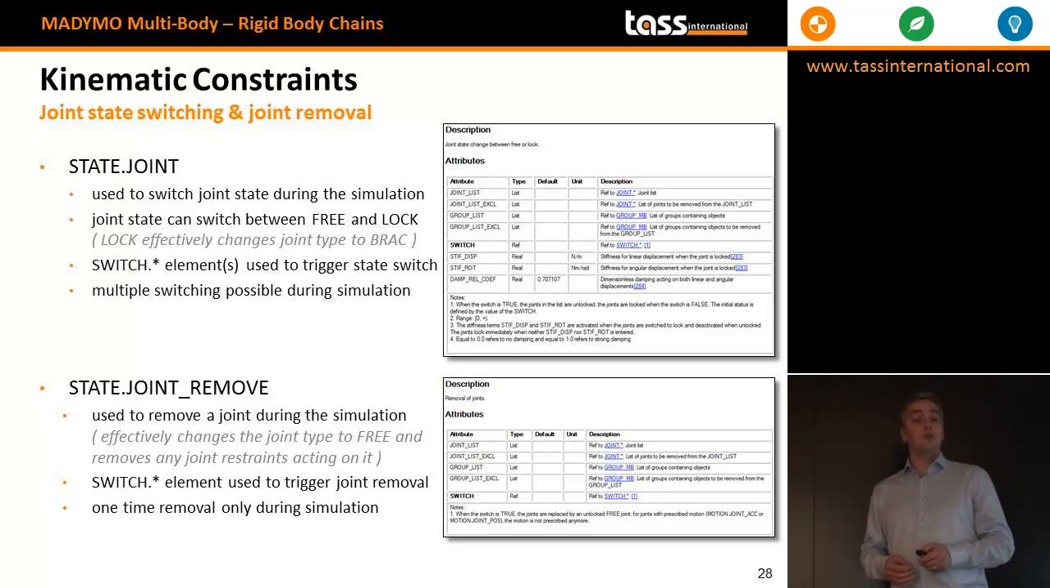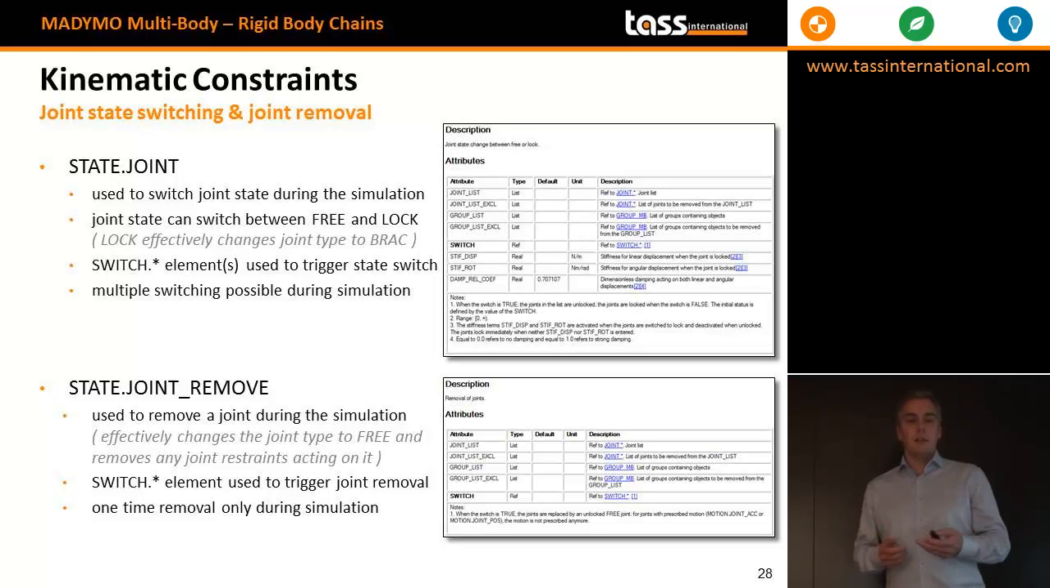So the joint state switching is done with state.joint, and you use a reference to a switch element. That can be a switch in time or a switch based on a sensor, whatever you like. You can define and change your state during your simulation. The state joint remove, what it effectively does is that you can do that one time with a switch, and once that is activated, it means your kinematic joint will change from whatever its type was, for instance revolute or translational, to a free joint.